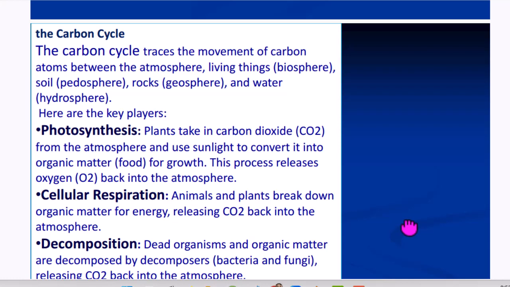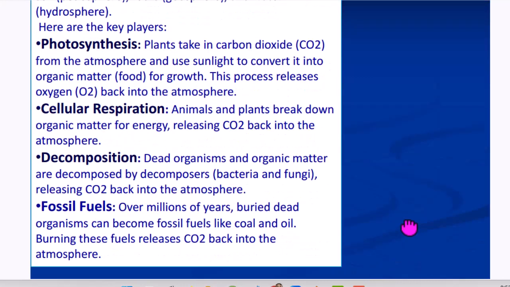Photosynthesis: plants take carbon dioxide from the atmosphere and use sunlight to convert it into organic matter. This process releases oxygen back into the atmosphere. Cellular respiration: animals and plants break down organic matter for energy, releasing CO2 back into the atmosphere. Decomposition: dead organisms and organic matter are decomposed by decomposers, bacteria and fungi, releasing CO2 back into the atmosphere. Fossil fuels: over millions of years, buried dead organisms can become fossil fuels like coal and oil. Burning these fuels releases CO2 back into the atmosphere.